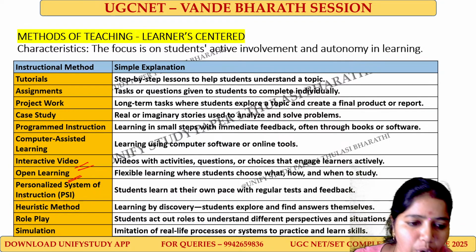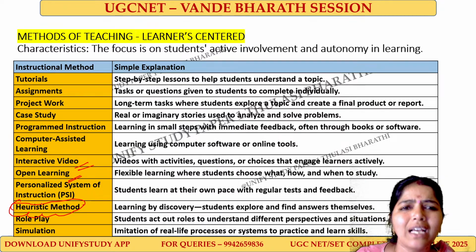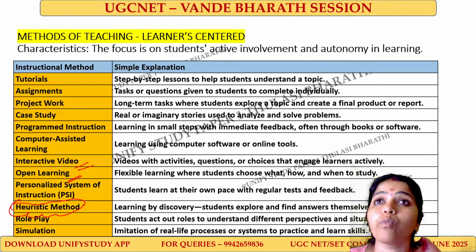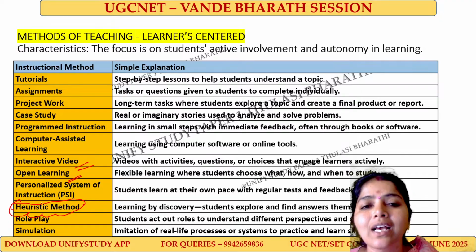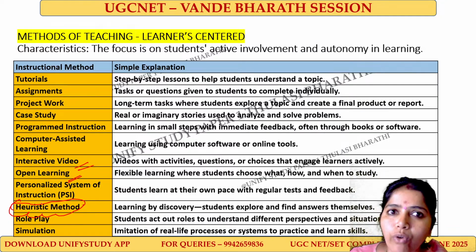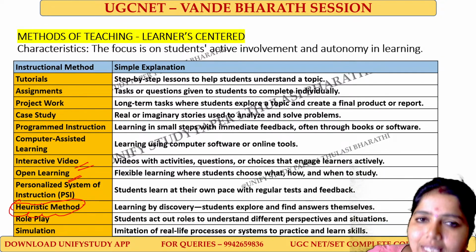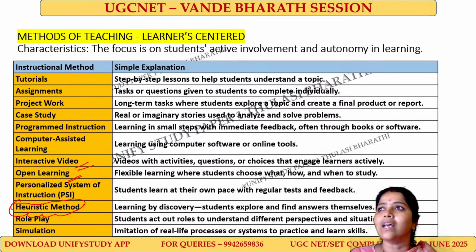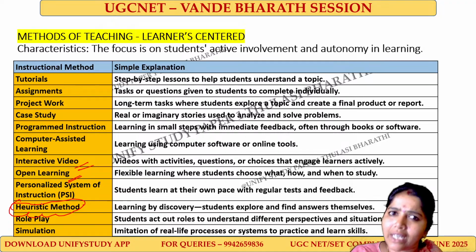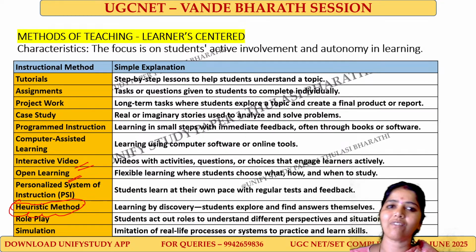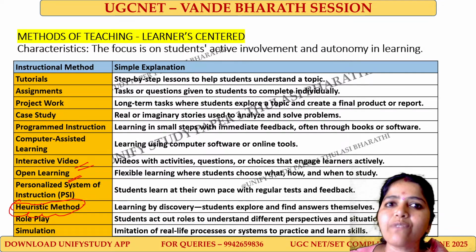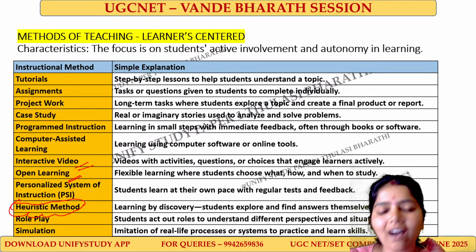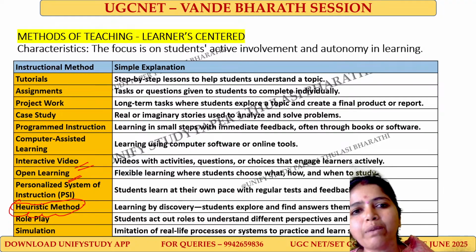Heuristic, very important. This question has been asked many times. Learning by discovery. Only the question will be there. Students have to explore more to find the answers, right? It's called heuristic method. Role play, which we apply in arts and humanities, where the students take roles to understand. Like a simple drama that we do, it is a role play. We take the character and we act. Simulation, scientific experiments. We build that model and we do the experiment. It's called simulation. Clear?